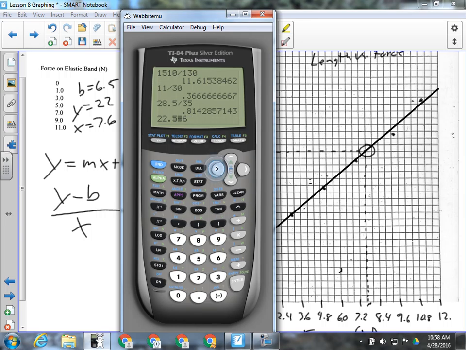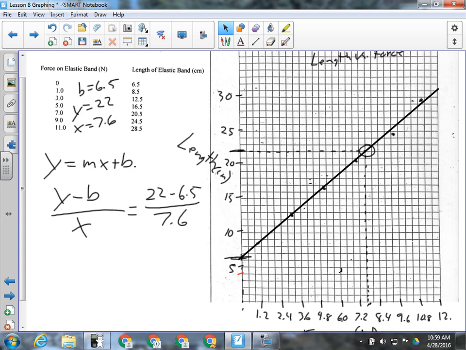Sorry, not 22.5, 22 minus 6.5. Okay, so my rise is 15.5. I'm going to divide that by my run, 7.6. Okay. So the slope of my line is 2.04, we'll say.